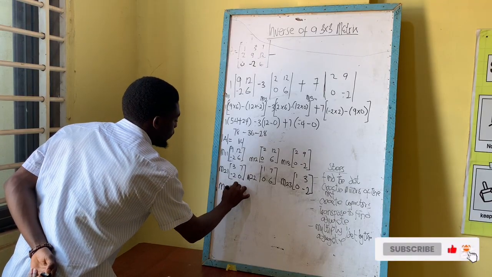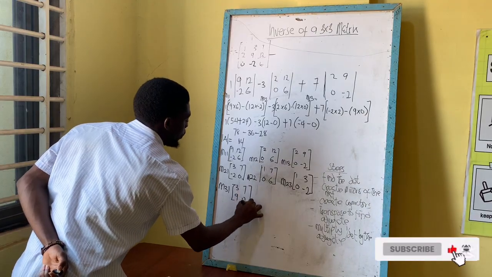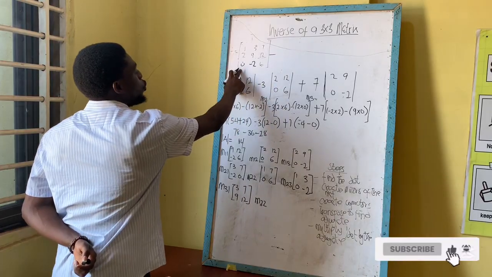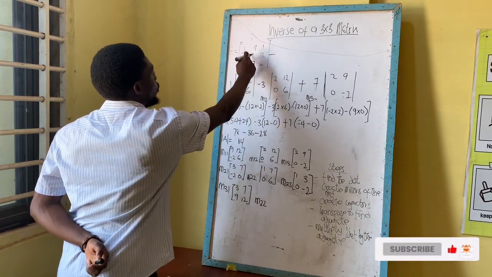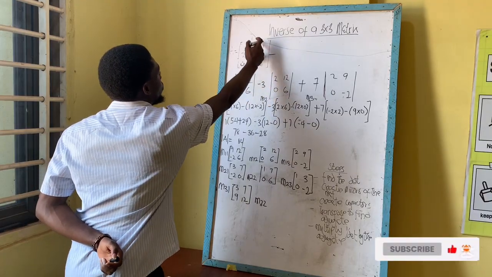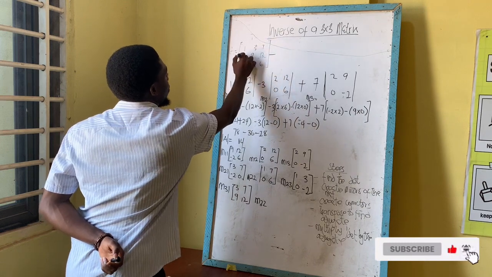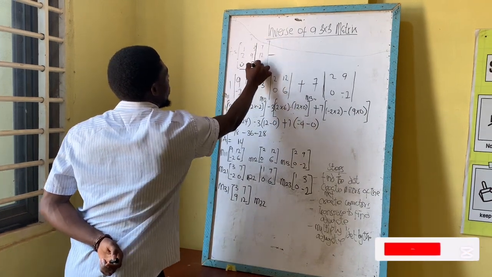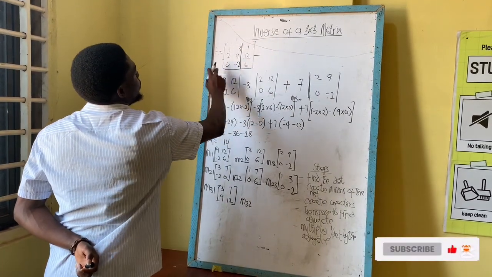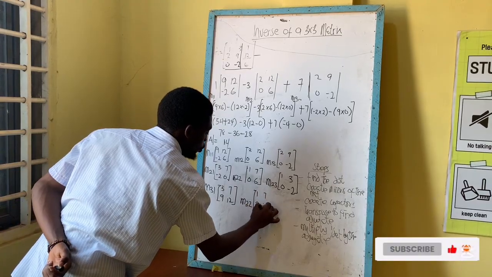We have 3, 7, 9, 12. Then you move to minus 3, 2. Third row, second column. So we have 1, 2, 1, 7, 2, 12. Third row, second column. So we have your 1, 7, 2, 12.